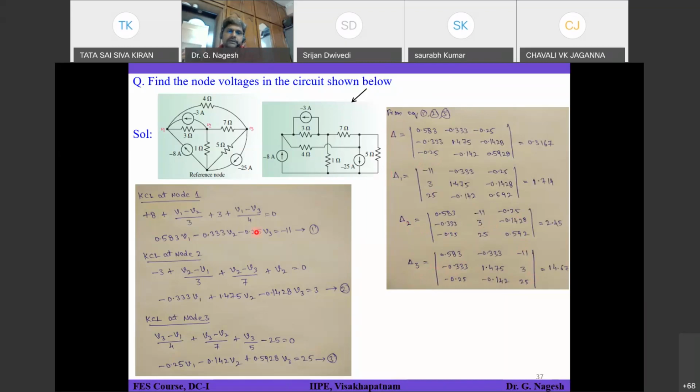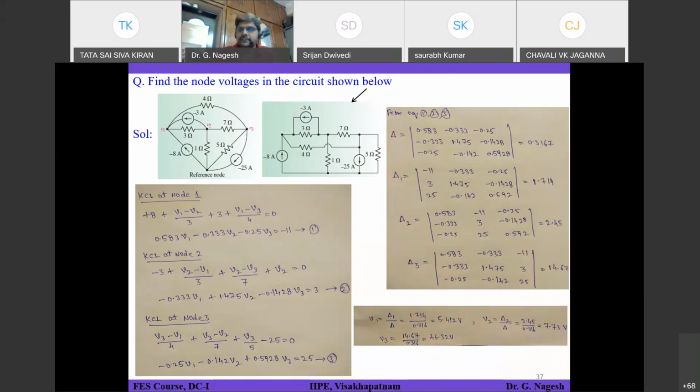So now if you want to find out V1, it will be simply delta 1 divided by delta. V2 will be delta 2 divided by delta. V3 will be delta 3 divided by delta. So if you solve that, you will get these three voltages. Is it clear? I think this solving part of 3 by 3 equations is known to you. You have to find the determinant and then correspondingly divide to find out V1, V2 and V3. I hope you know this, so that's why I'm not stressing much on this part.